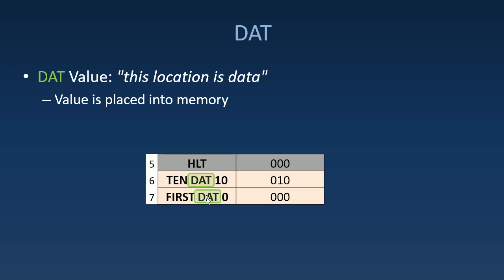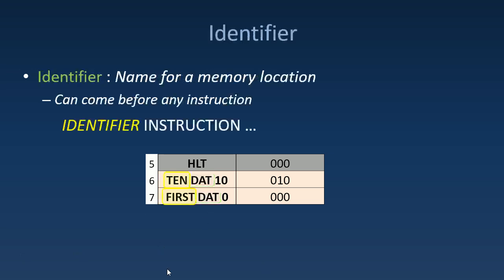You'll notice that before dat, there are these other words, 10 and first. Those are identifiers. Those simply label the line. 10 means that anytime we talk about the word 10, we mean line 6. First means that anytime we talk about the word first, we're talking about line 7. And that way we don't have to talk about line 6 and line 7. We can say, oh, that place called 10, that place called first.